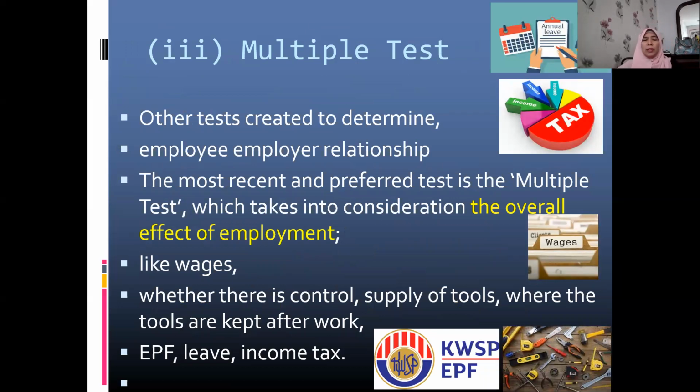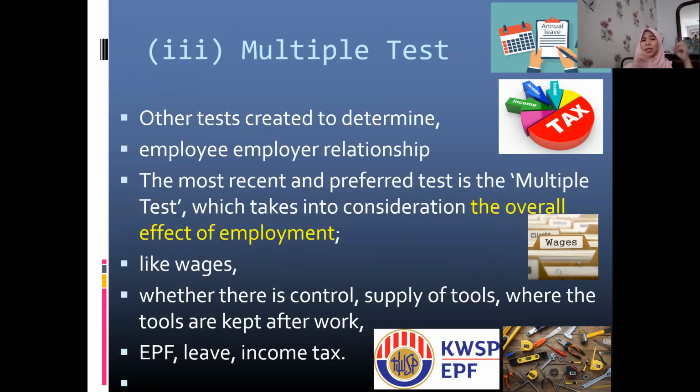Later, even the organization test was not sufficient to really determine whether this is actually an employer-employee relationship between the parties here. So the most recent and preferred test is the multiple test. Okay, what's the multiple test? Actually, this test will take into consideration so many things, the overall effect of employment. For example, the court will consider wages, whether there is control, supply of tools, where the tools are kept after work.